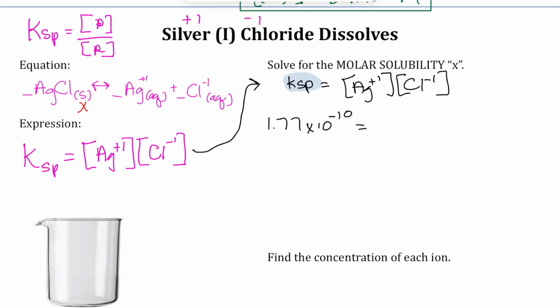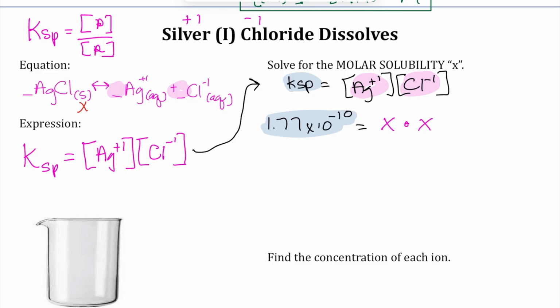And then we need to have a common variable. We need to get an equation with one variable. Well, these are always going to have a 1-to-1 ratio. So let's make that ratio into a variable that we can easily solve with. So we have 1 silver and 1 chlorine. So we're going to have 1x times 1x.